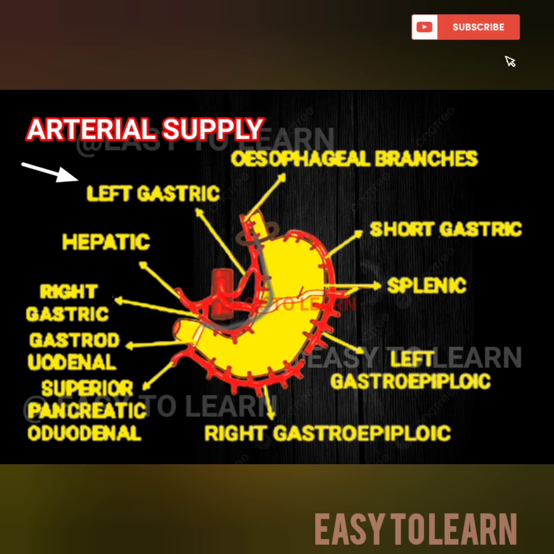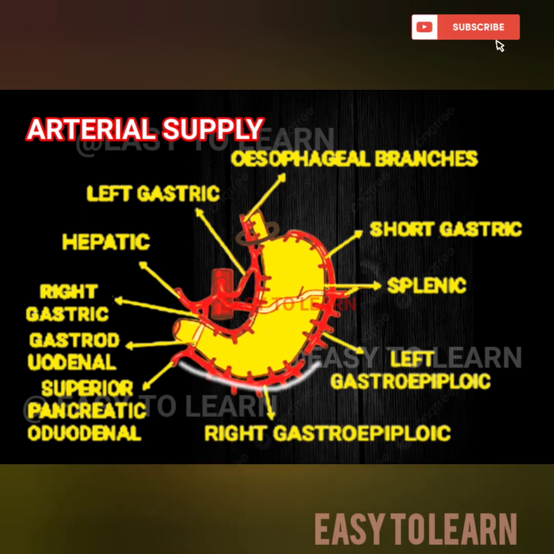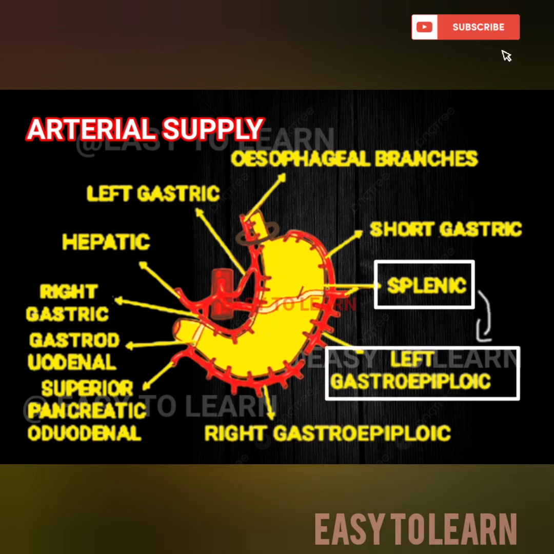anastomoses with the right gastric artery, which is the branch of hepatic artery. The hepatic artery also gives rise to the gastroduodenal artery, which later becomes the right gastroepiploic artery, which runs along the greater curvature and supplies the lateral stomach along with the two branches of splenic artery: the left gastroepiploic artery, and short gastric arteries.